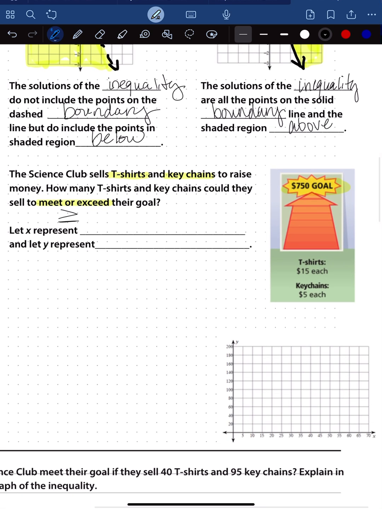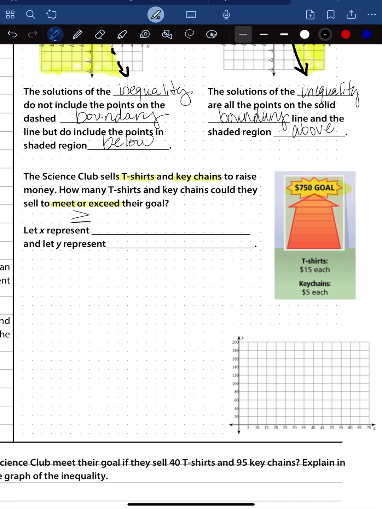Anytime you're given a word problem, we have to identify what the X and the Y variables will represent. Typically, whatever's mentioned first is the X variable, and what they mention second is the Y variable. So X is going to represent the number of t-shirts, and Y will represent the number of keychains.